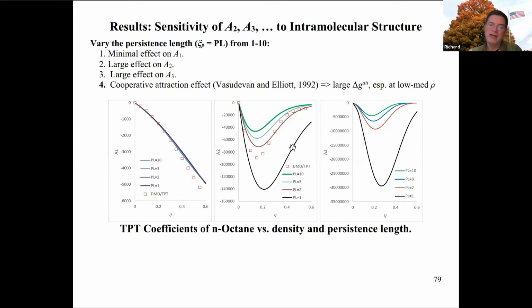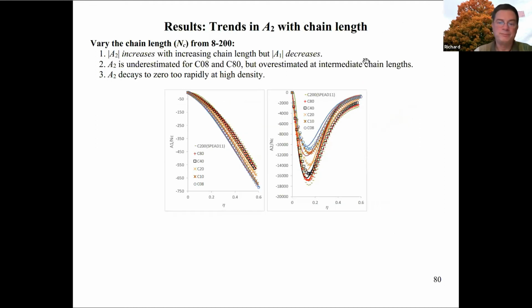We also did the same analysis with A3, and you see that it has an even bigger impact. So we've got to get the persistence length right in order to get all the thermodynamics for the longer chain right. But the good news is we have a lot of simulation results for A2, so we can just pick a value for the persistence length that fits the A2 pretty well and hope for the best when we make the extrapolation to A3 and A4.